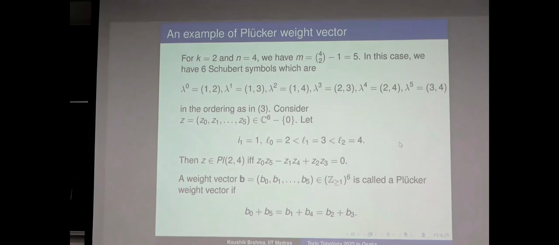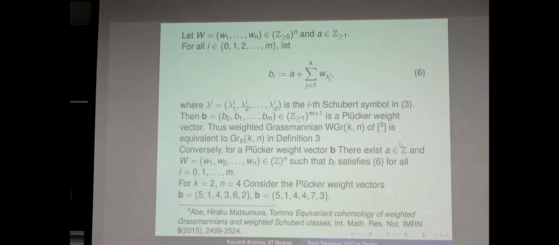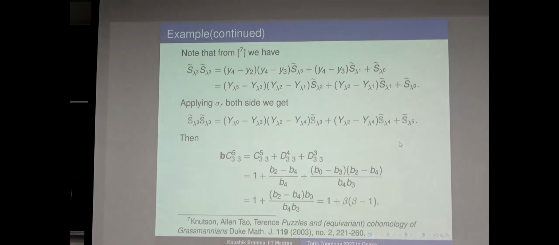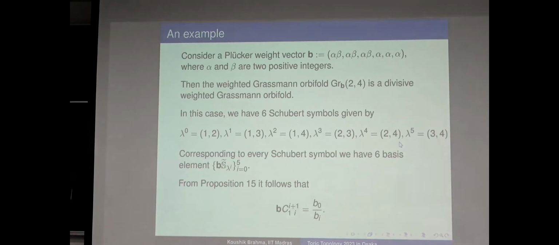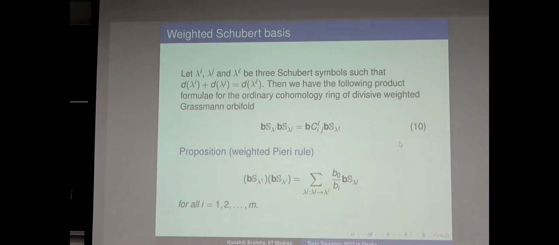Yeah, I said for GR24 the weight vector is called a Fluker vector: B0 plus B5 equals B1 plus B4 equals B2 plus B3. So we can see that this vector satisfies those conditions. Then we first use this weighted pair rule.